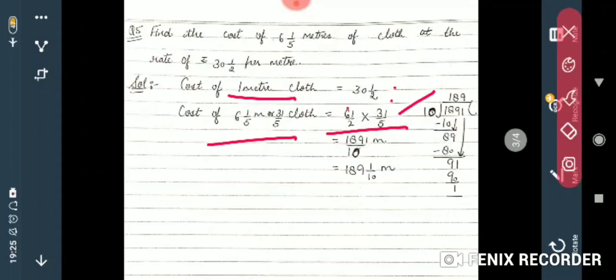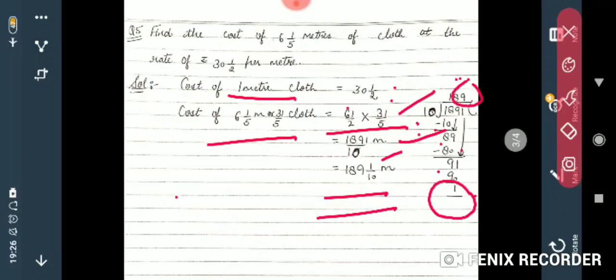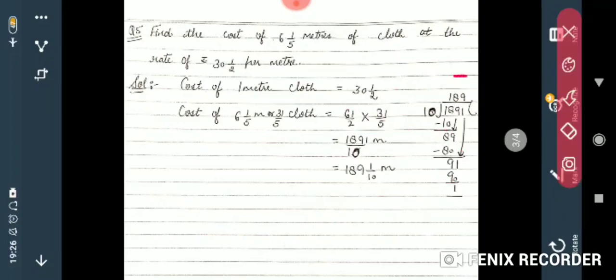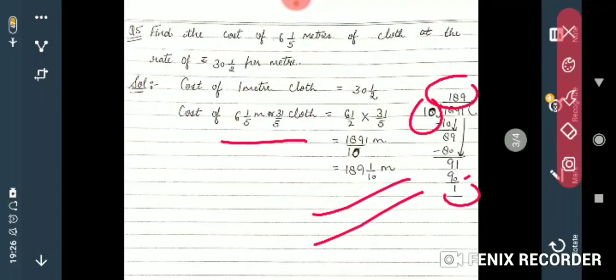Now just multiply 61 multiply 31, you will get 1891. 5 multiply 2 is 10. Convert it into a mixed fraction because it is already given as an improper fraction. So 10 ones are 10, 10 8s are 80, 10 9s are 90. So what you got? 189 whole 1 upon 10. So what is the cost of 31 upon 5 meter of cloth? Rupees 189 whole 1 upon 10.